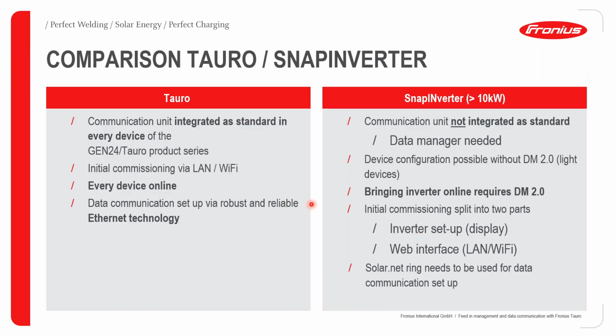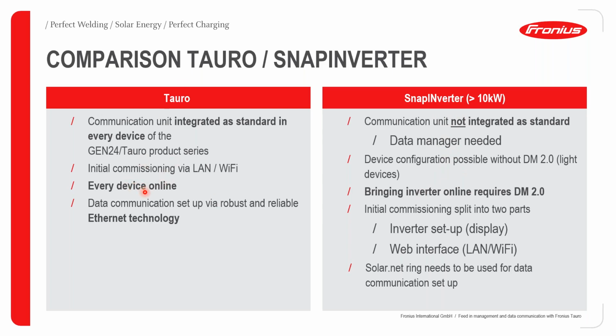So what are some further comparisons between the Tauro and the SNAP inverter when it comes to communication? Firstly, with the Tauro, the communication unit is integrated as standard in every device of the Gen 24 or the Tauro product series. For the SNAP inverter above 10 kilowatts, the communication unit is not integrated as standard. It needs to be ordered as an additional extra. For the Tauro, the initial commissioning is done by LAN or via a wireless LAN. For the SNAP inverter, device configuration is possible without Data Manager 2.